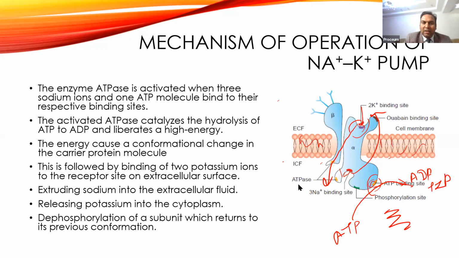Last one, phosphorylation. When a phosphate bond is added to any substance, we call it phosphorylation. So this causes phosphorylation of ADP and converts it again into ATP by utilizing the energy.